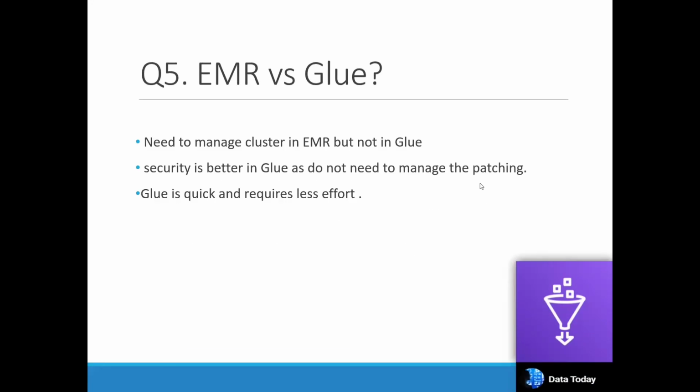This is a very important question: what is the difference between EMR and Glue? If you talk about Glue, that is a managed cluster by AWS. You do not need to worry about any security patching or anything in Glue. You just need to write the code and utilize it for ETL work. Glue is very quick and requires less effort compared to EMR. On the other hand, with EMR you need to create the cluster. You need to select which type of cluster you want, like M5, R5, or any other, and spin it up. EMR provides various facilities, like you can install any software and do anything there. So these are the differences between EMR and Glue.